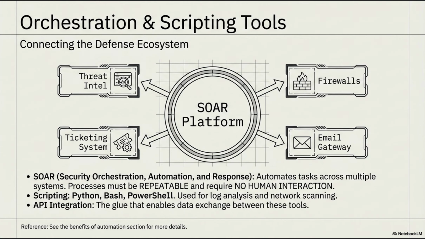Now, for orchestration and scripting tools, we have SOAR, which is security orchestration, automation, and response. This automates tasks across multiple systems. These processes must be repeatable and require no human interaction. Scripting includes Python, Bash, and PowerShell. It's used for log analysis and network scanning. And then we have API integration, the glue that enables data exchange between these tools.